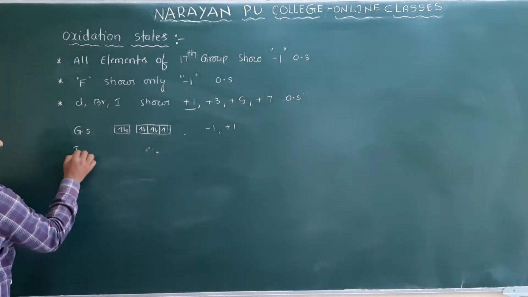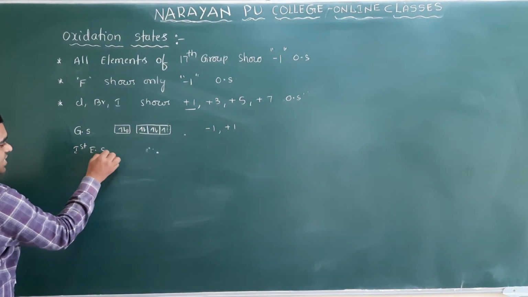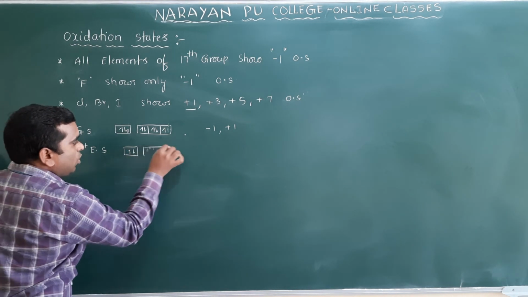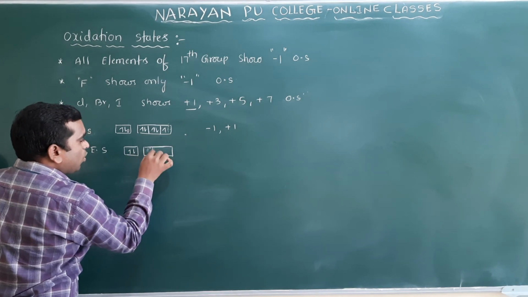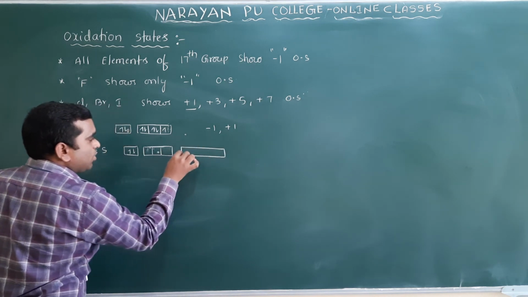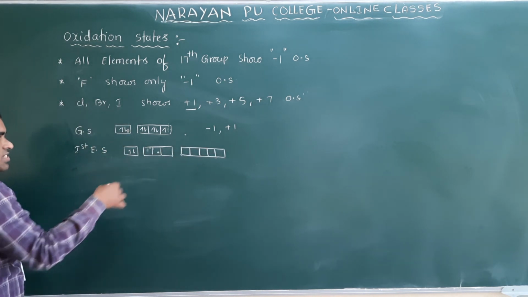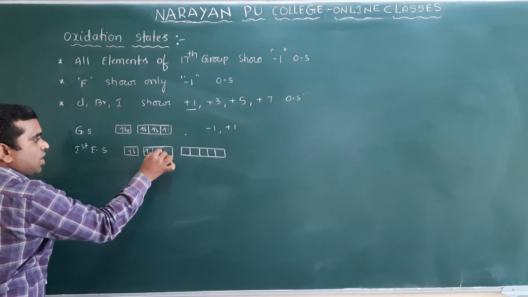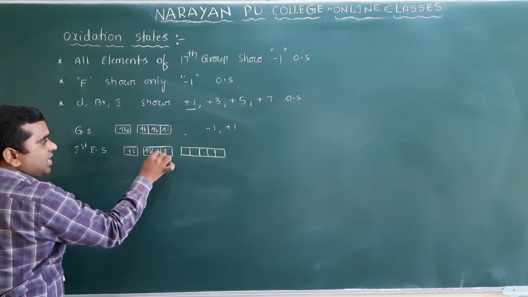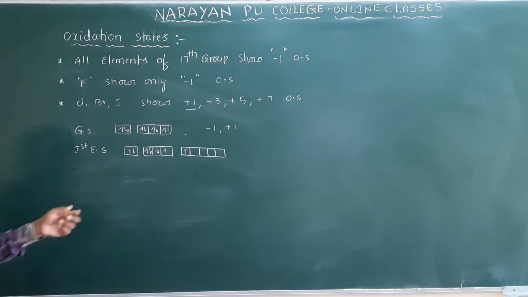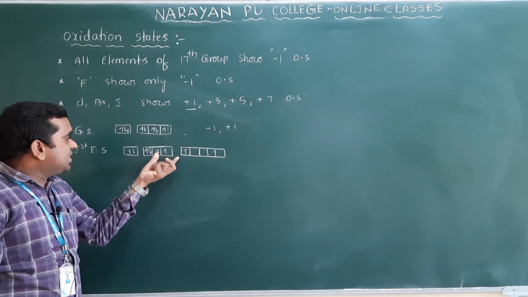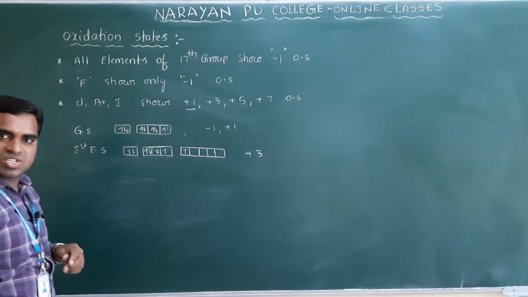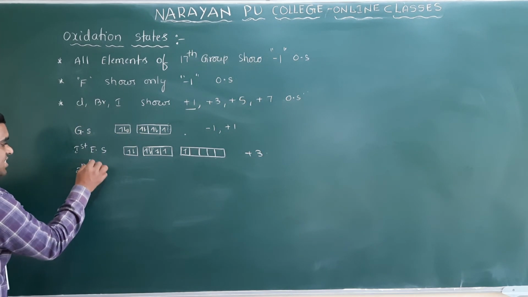Clear? And the first excited state: except fluorine, which doesn't have d orbitals, chlorine, bromine and iodine have d orbitals. So in the first excited state, one of the electrons from the p orbital jumps to the d orbital. This electron jumps here. Then how many unpaired electrons are there? 3. If the elements lose these 3 electrons, which oxidation state will they show? +3 oxidation state.